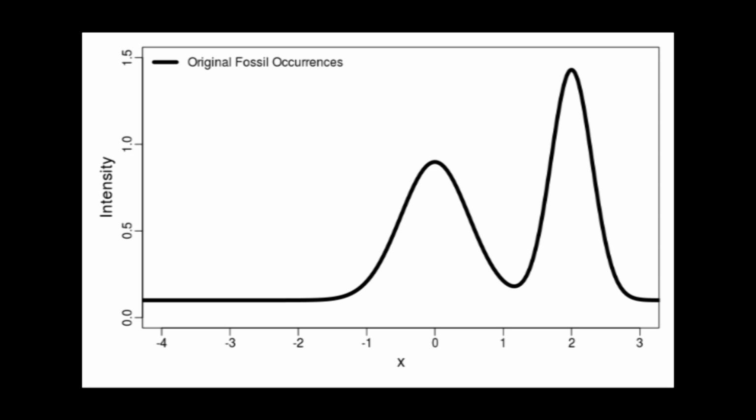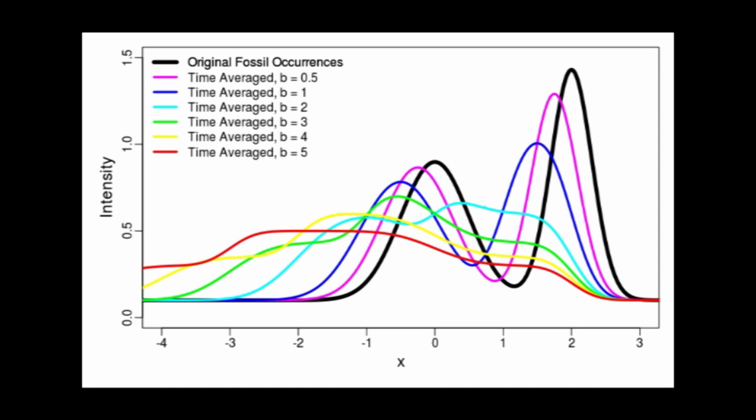Here there are two spikes in fossil occurrences, and for this there are different types of time averaging. So the higher the number b, which is shown in the legend here, the stronger the time averaging is. And you can see for b equals 5, none of the original two spikes are actually visible anymore, and the original signal has been averaged out of the fossil occurrences and is not visible.